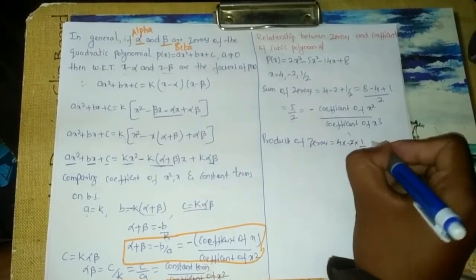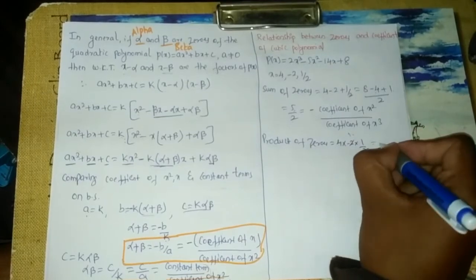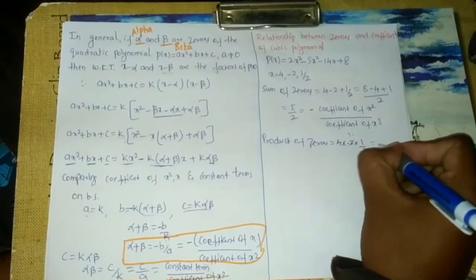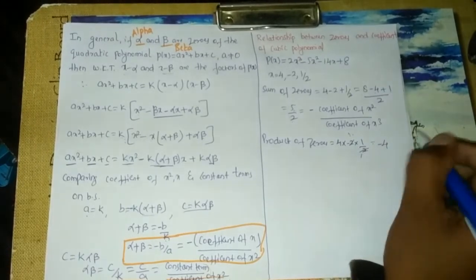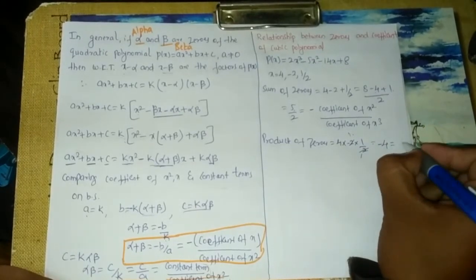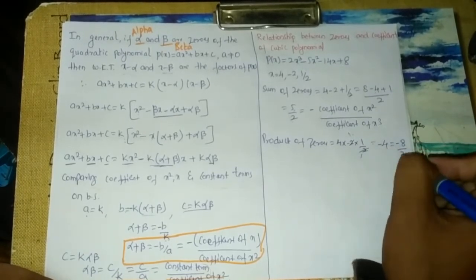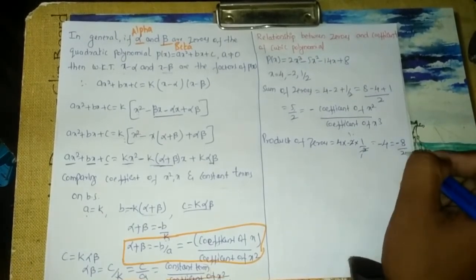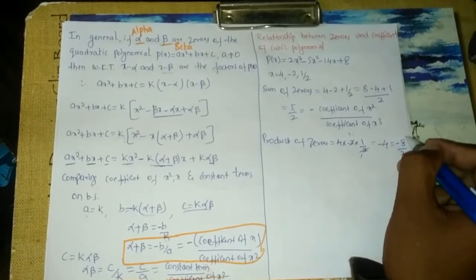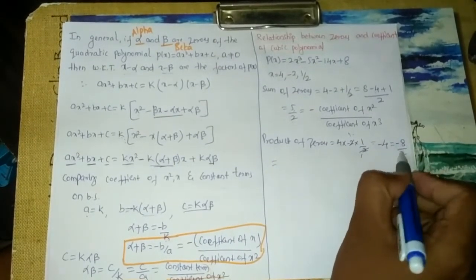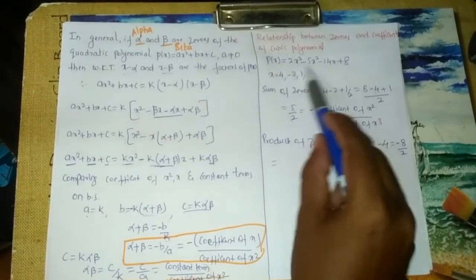I will get 4 into minus 1 is minus 4. So this minus 4 I can write as minus 8 by 2. When I simplify, 2 ones are 2, minus 4 is 8. So compare this minus 8 by 2 with the given polynomial.